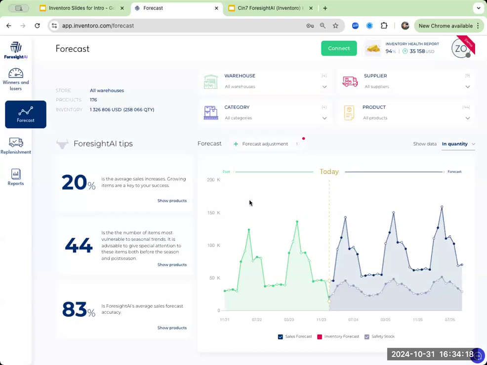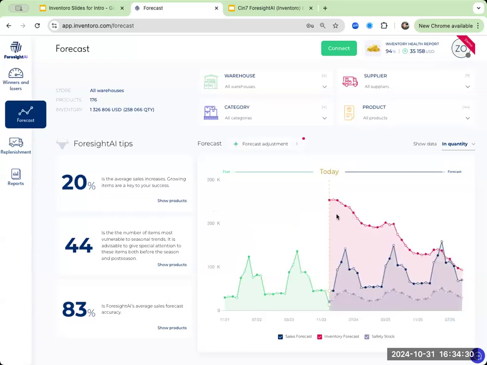Green is going to be anything that's your previous sales order history, and then to the right is going to be your forecast. So dark purple is going to be your sales forecast. Dark blue is going to be your sales forecast. Light purple is going to be your safety stock. And then we also have this inventory forecast.